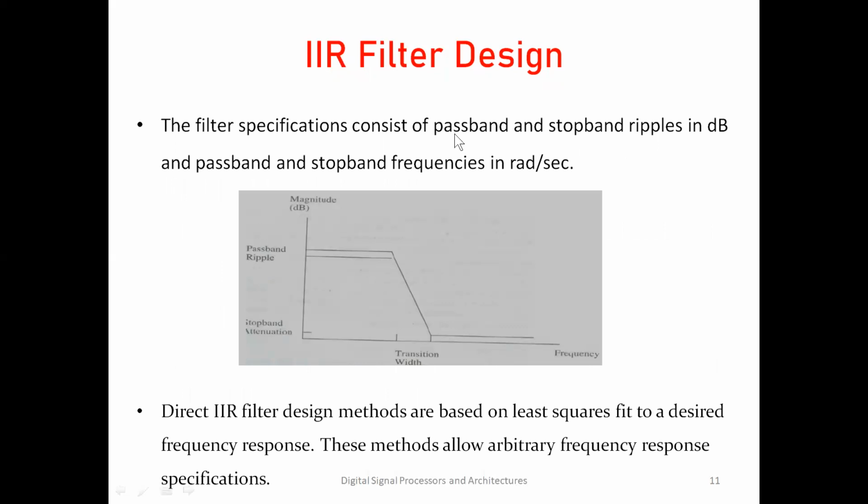These are the specifications you require to design the IIR filter in the analog domain. Basically, we require the value of the passband and stopband ripple in dB, and also the passband and stopband frequencies in radians per second. The other, second approach is the direct IIR filter design, which is based on a least squares fit to a desired frequency response. So these are the two methods by which a filter is designed.